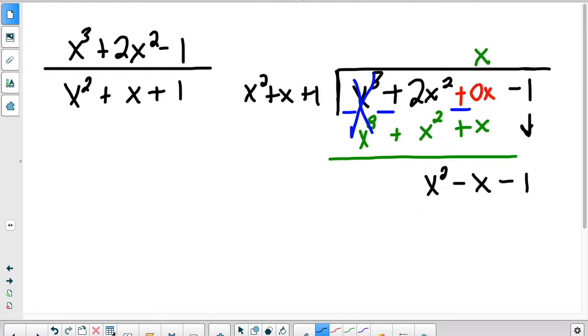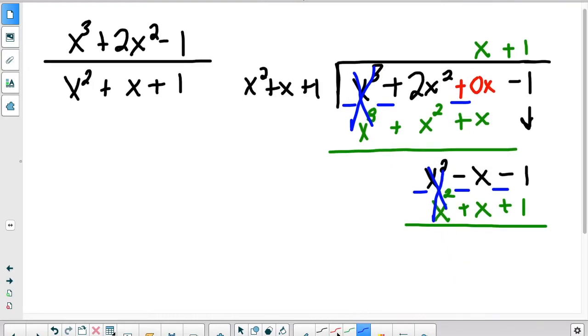which will be what times x squared gives me x squared. Well, that's just going to be positive 1. So 1 times x squared plus x plus 1 is x squared plus x plus 1. And again, at this point we're going to subtract. x squared minus x squared cancels. Negative x minus x is negative 2x. Negative 1 minus 1 is minus 2.